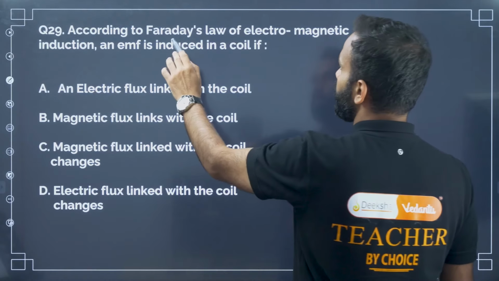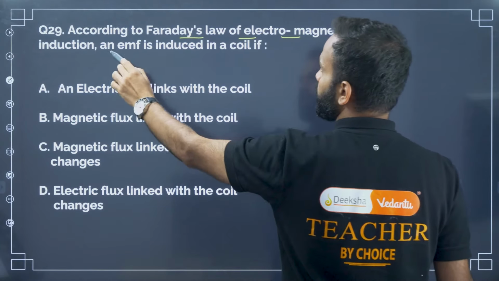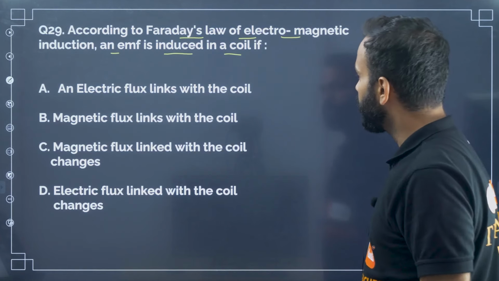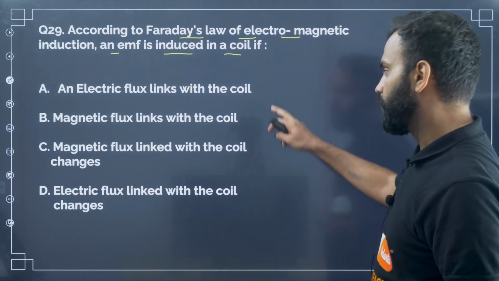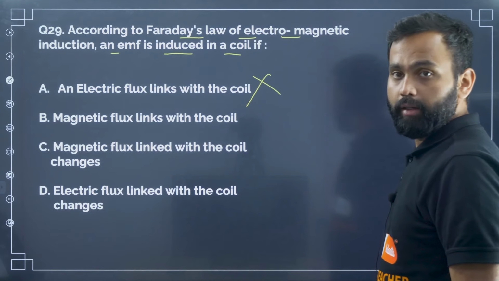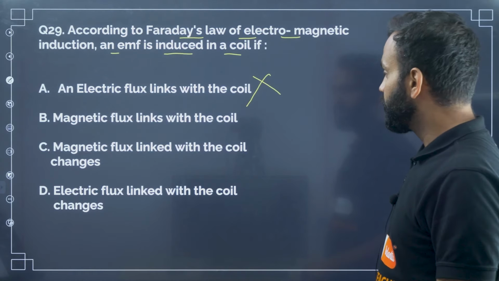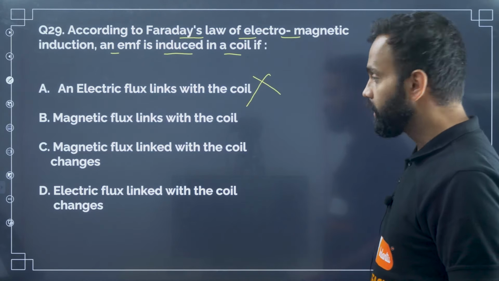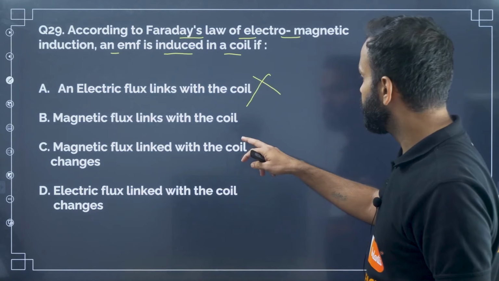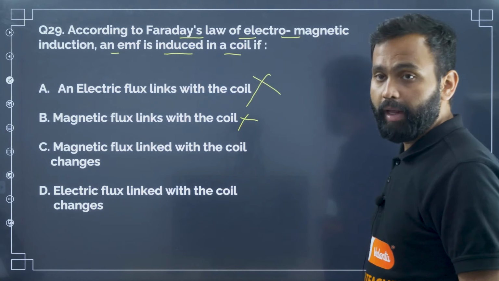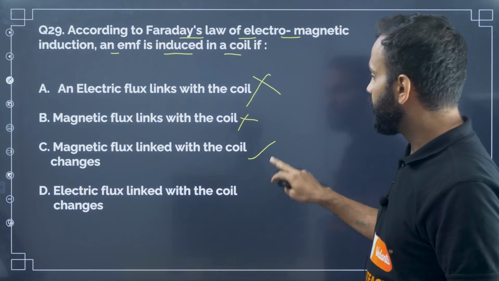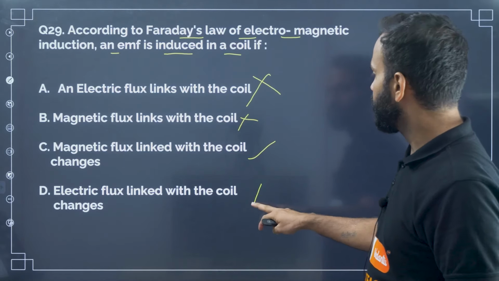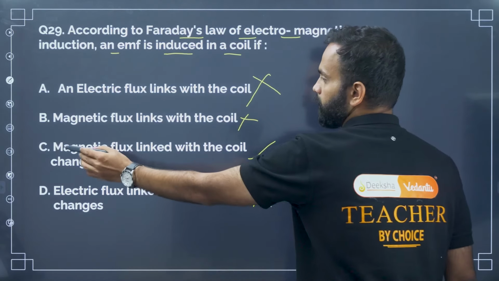29th one. According to Faraday's law of electromagnetic induction, the EMF induced in the coil if an electric flux links with the coil. Wrong. Magnetic flux should change. Magnetic flux linked with the coil changes. Wrong. Magnetic flux linked with the coil must change, right? C is correct. Magnetic flux linked with the coil, and option D is also wrong. The correct option is C.